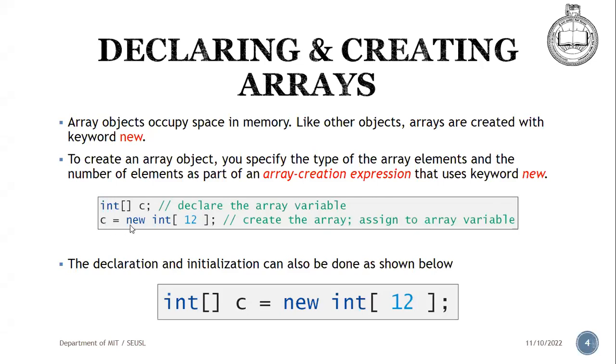So here is an example given. Okay, so as I told you, we should first of all specify the type and the number of elements, which we call the size of the array. Okay, so here I can explain it on the board.